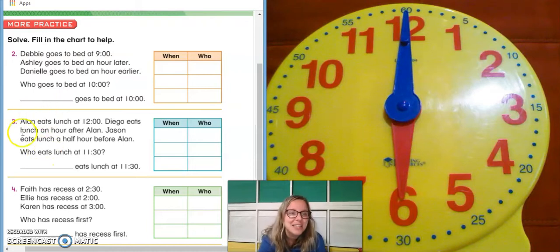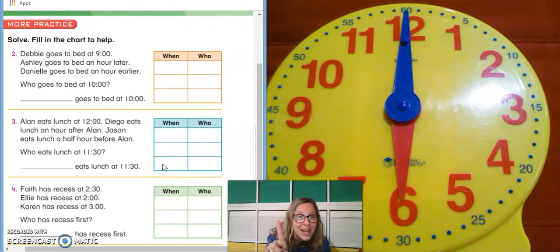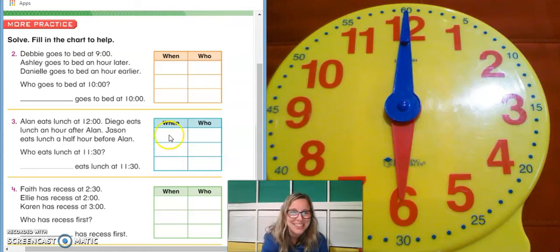Anyway, moving on to number 3. Alan eats lunch at 12 o'clock. So we'll put right here in the middle one, 12 o'clock, and then A for Alan. Diego eats lunch an hour after. So an hour after 12 would be 1 o'clock, right? Yeah. Jason eats lunch a half hour. Don't get confused there. A half hour before. Well, what's a half hour before 12? 11:30. So here put 11:30 and then put Alan.